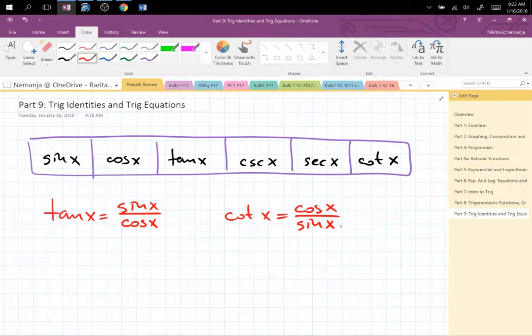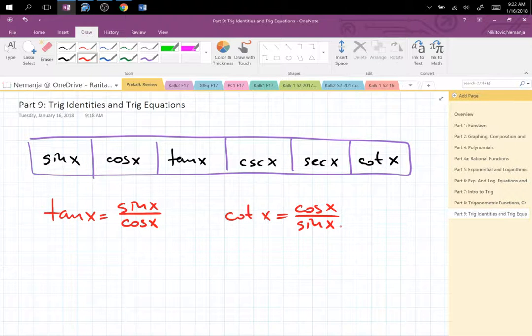These guys have vertical asymptotes whenever the denominator is equal to 0. So cosine x is equal to 0 at every pi over 2 and 3 pi over 2 and 5 pi over 2 and so on. So anything pi over 2 is going to be the cosine equals 0, so vertical asymptote for tangent. And then pretty much the same for cotangent, every pi. So 0, pi, 2 pi, 3 pi are all zeros for sine.